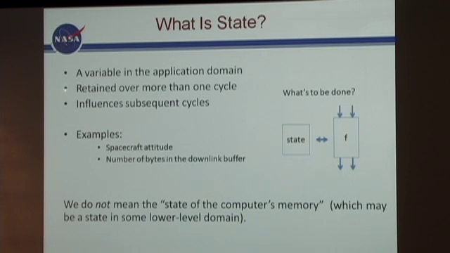Now, a state that we're talking about is like a variable in the application domain, and here's just a couple of examples of what a state would be. These are the kinds of things that when a function is run, and say it's an estimator, it's going to change what the spacecraft attitude is. It's going to change the state vector of the filter that's running. Or when the telemetry is running, the amount of stuff that's in the downlink buffer is going to change. So those are the kinds of things that we have to keep track of. Those are the states. But again, we have functions which do not have state and don't work with state.